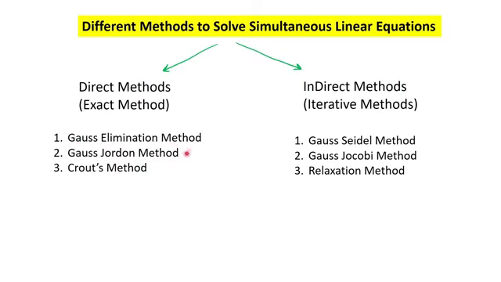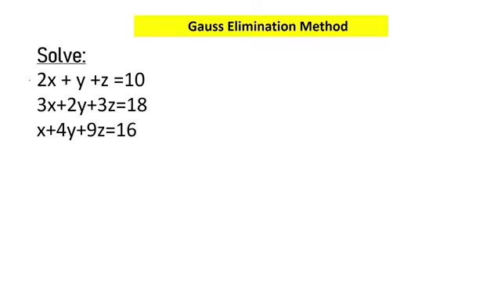So now let's see a working example and understand how this method can be applied to systems of linear equations. For example, we have this set of linear equations, and we have to find the values of x, y, and z so that they satisfy this group of linear equations.